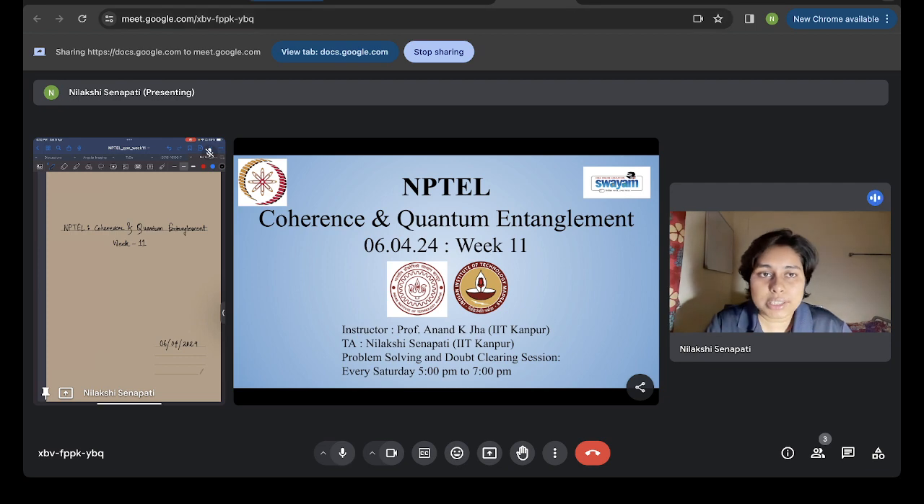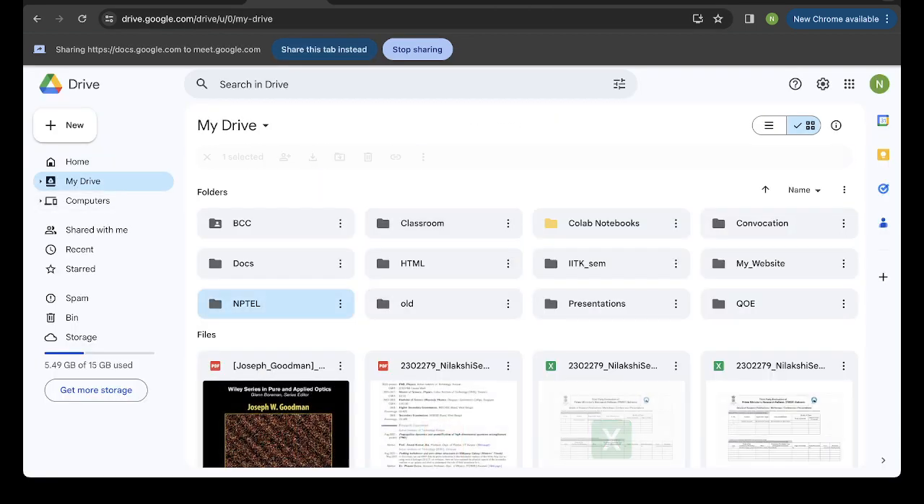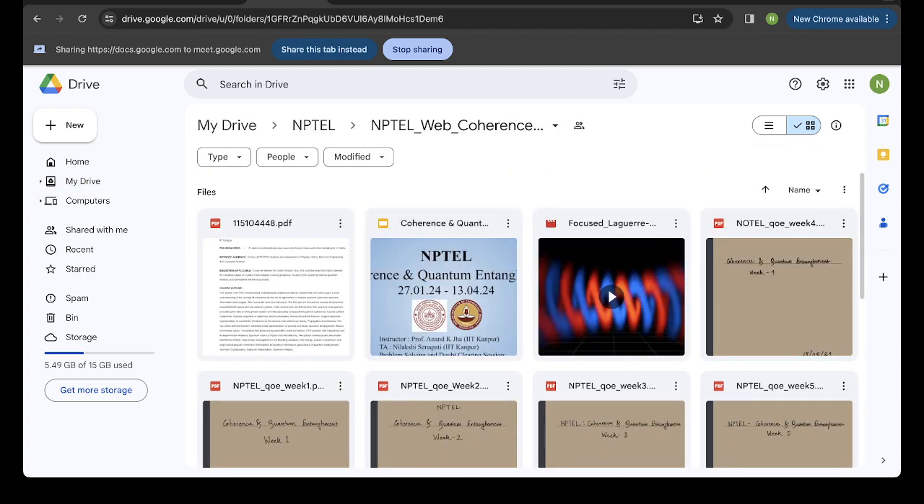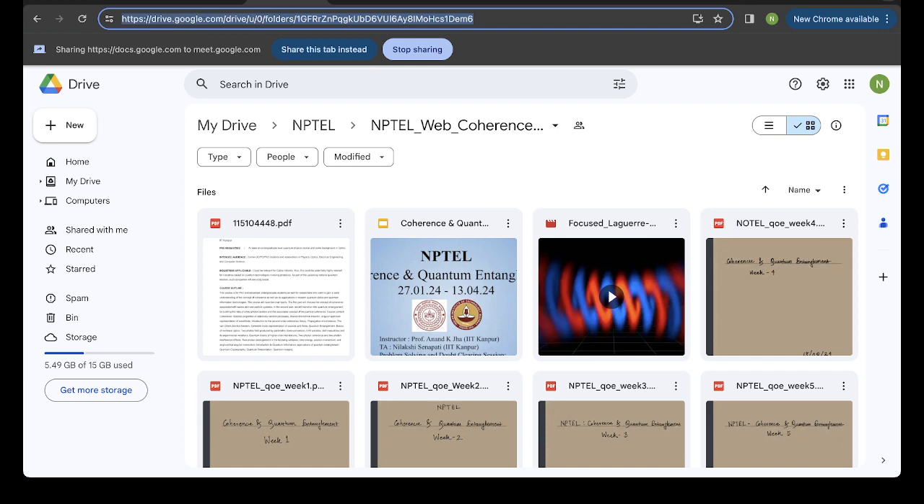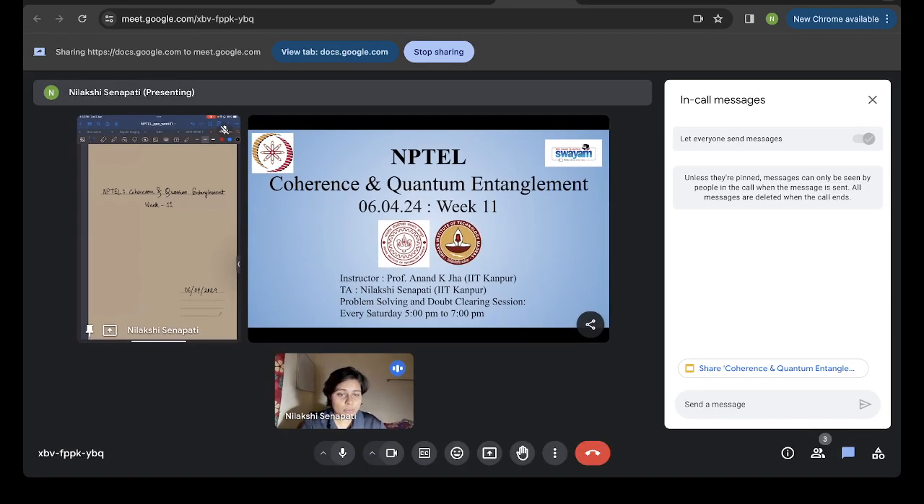So first things first, let me go to my folder. This is a Google Drive folder where you can get all of the details, all of the slides, all of the documents, all of the class notes, everything is uploaded there. You can visit and check them whenever you are free, according to your convenience. So everything is uploaded over there.